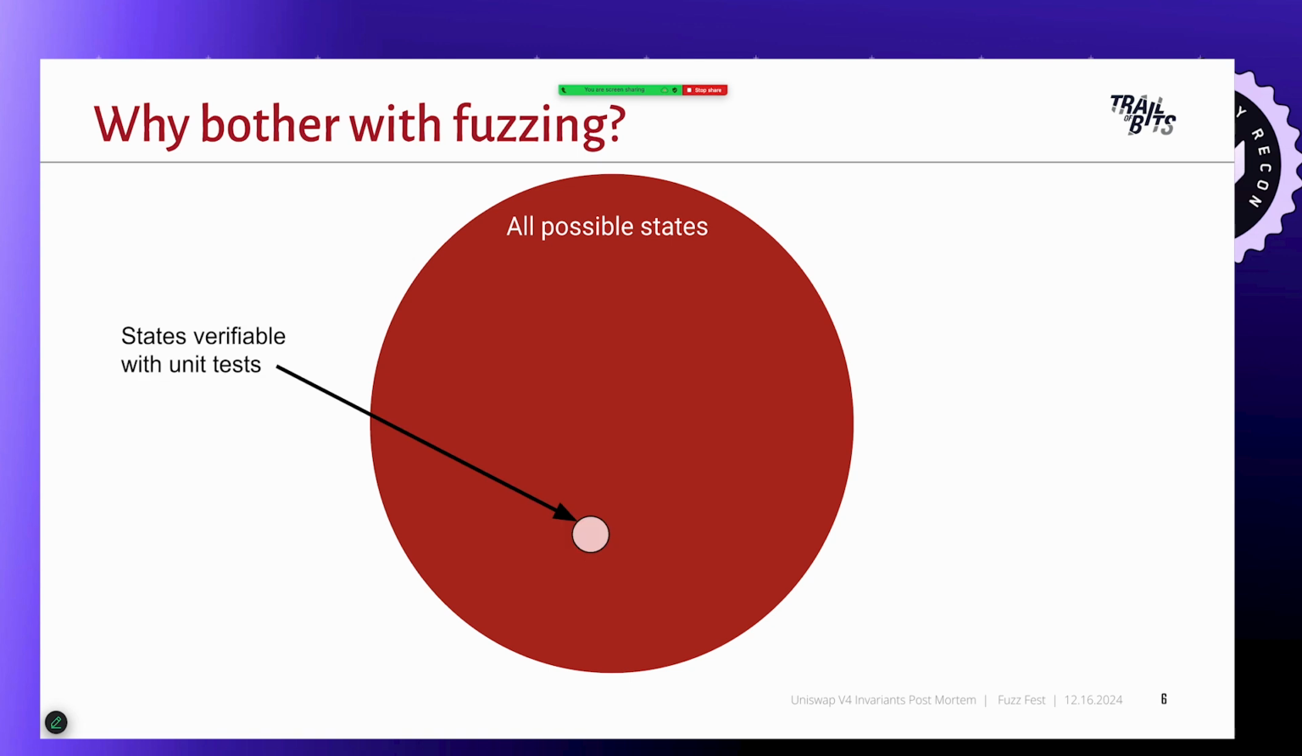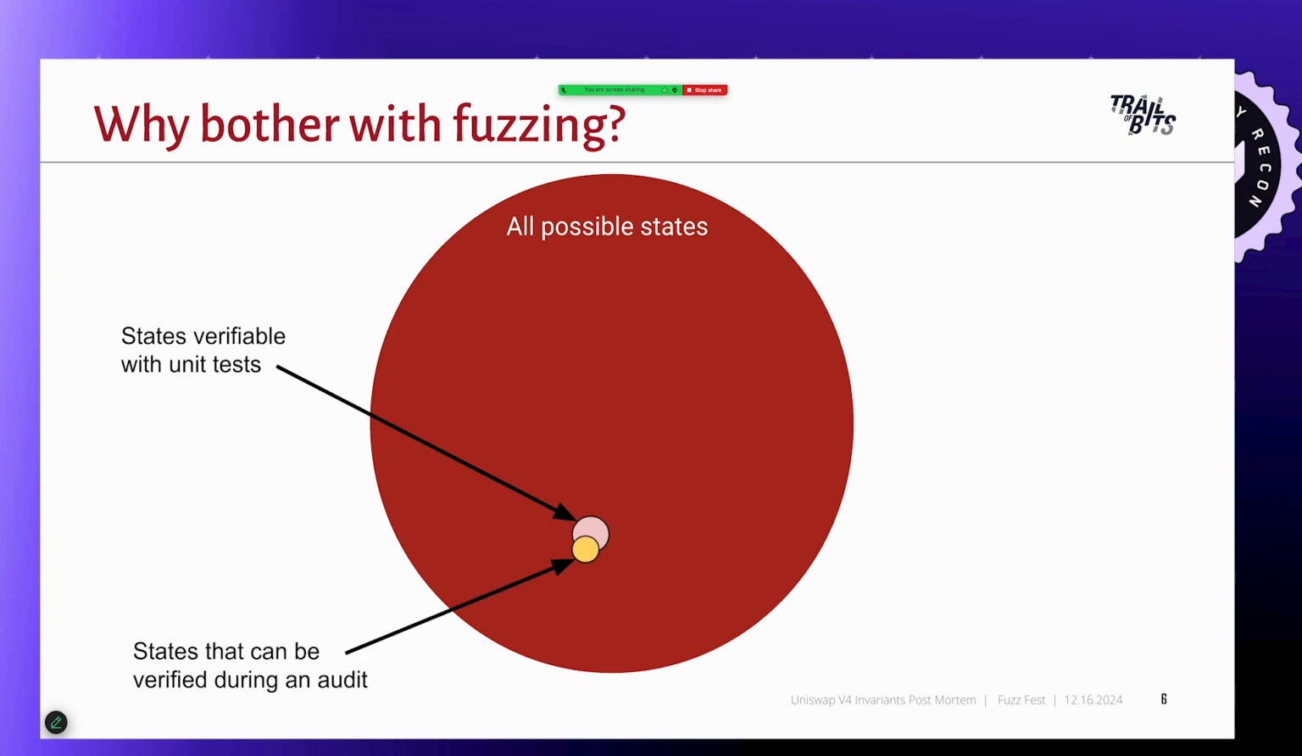And unit tests are great. They help you explore some of this state and verify it. But the problem with unit tests is they only test one specific state or one range of states for each test that you're going to be writing. So they're very limited in how much they can actually explore the space.